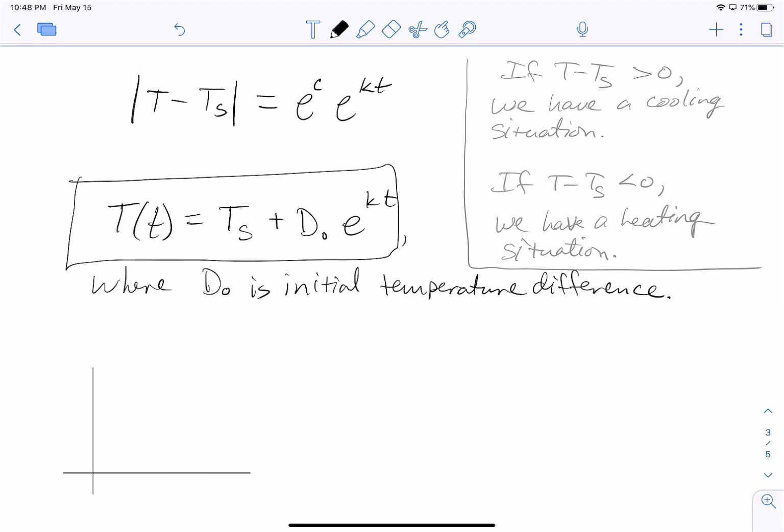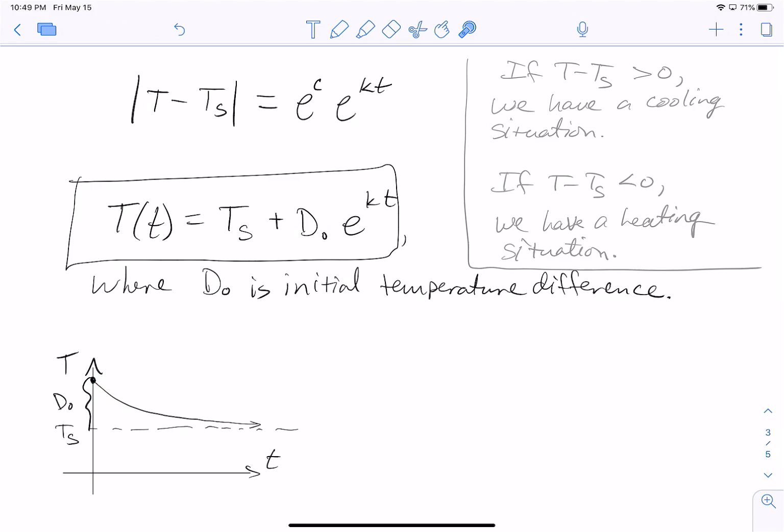Suppose we have a horizontal time axis, lowercase t, and a vertical temperature axis, uppercase T. I'm going to draw a horizontal line here at a mark which would be the surrounding temperature, T sub S. And assuming a positive initial temperature difference, our law of cooling is actually going to give us a decay graph. At the initial time t equals 0, you have the greatest temperature difference, and at that time, you have the greatest rate of temperature change.